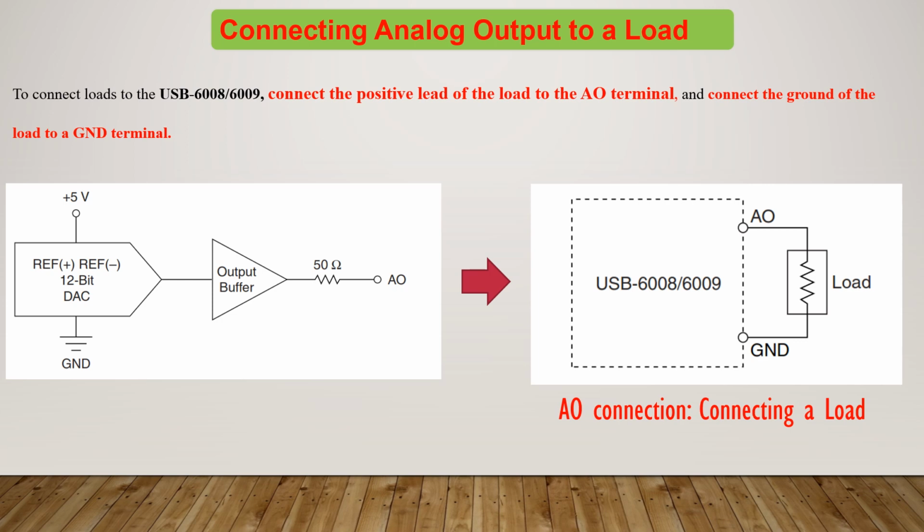This is the configuration we use to connect the analog output to the proportional actuator or analog actuator. So it's very easy to use this type of format for our circuit. So the AO positive signal goes to the positive signal of the load, and the ground terminal to the minus terminal of the load. That's it.